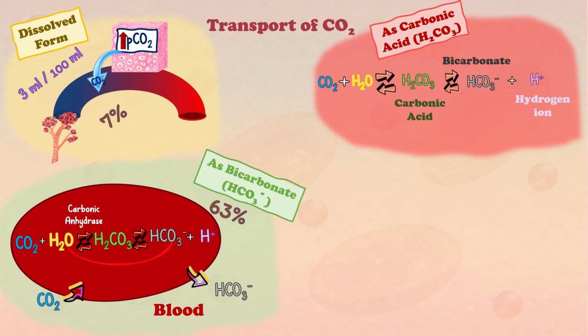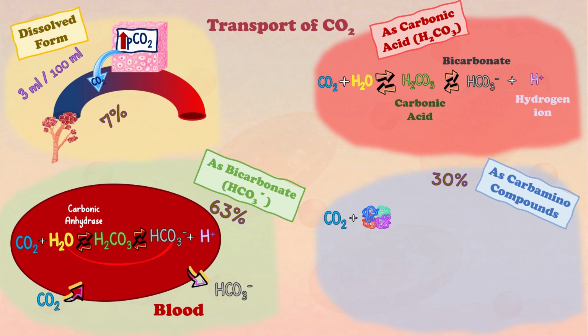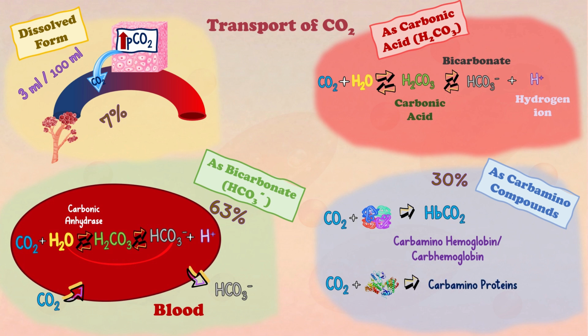Now, lastly, about 30% of carbon dioxide is transported as carbamino compounds. What does that mean? Well, carbon dioxide is transported in blood in combination with hemoglobin and plasma proteins. This combination of carbon dioxide with hemoglobin forms carbamino hemoglobin or carbhemoglobin, and carbon dioxide combines with plasma proteins to form carbamino proteins. Carbamino hemoglobin and carbamino proteins are together called carbamino compounds.